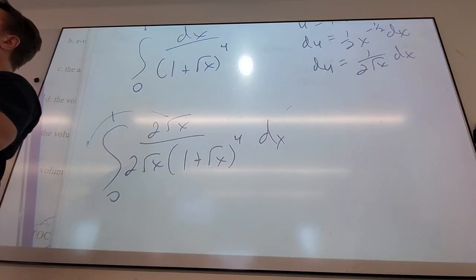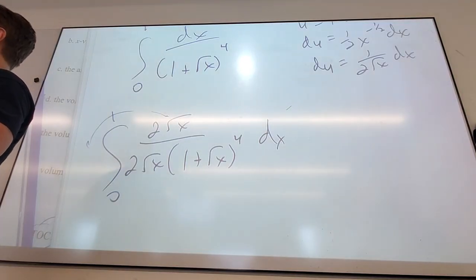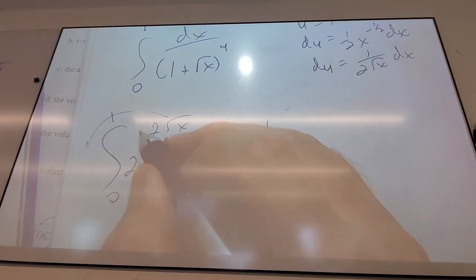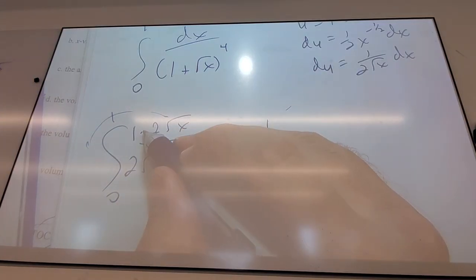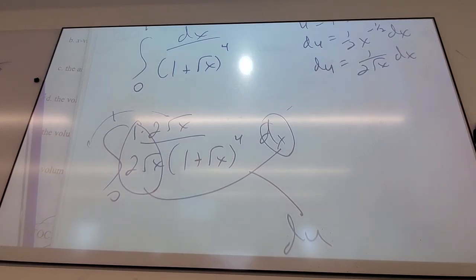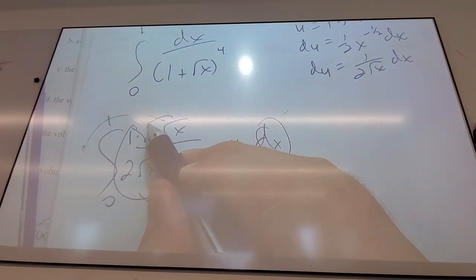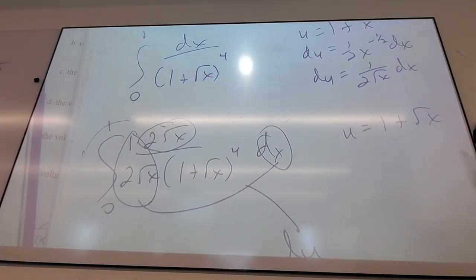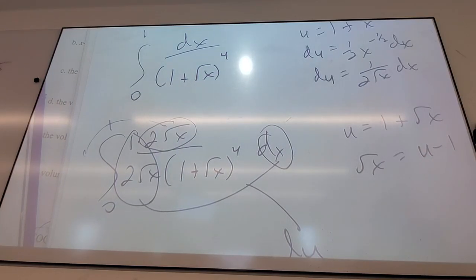So now let's see if this does anything for me. Do I see du now? Yeah. And just to really make sure you guys see it, couldn't I put a 1 here if I wanted to? So isn't this du? Yes? Okay. But don't I have this now? Yeah. But what was u again? So what is square root of x? U minus 1.